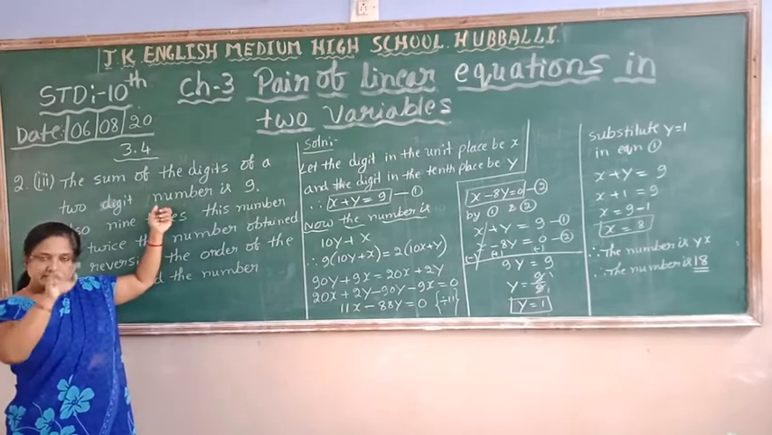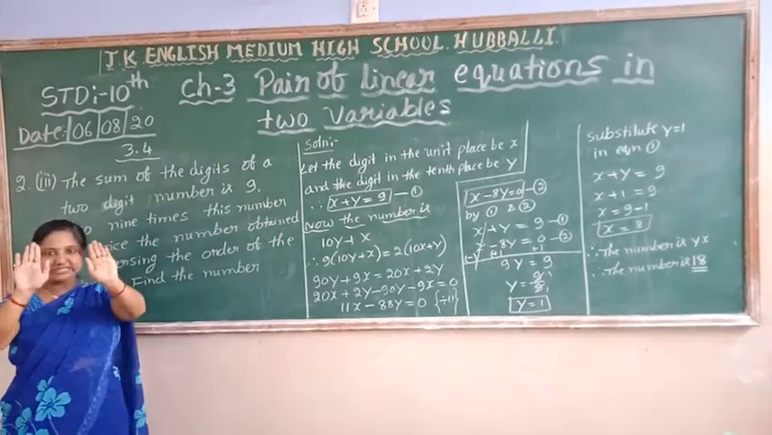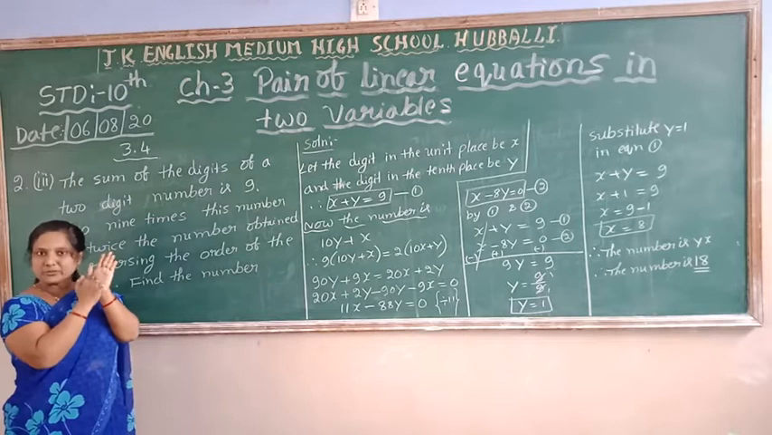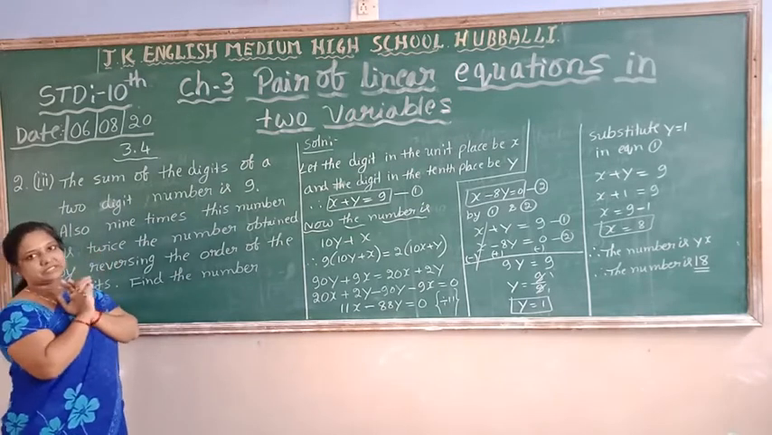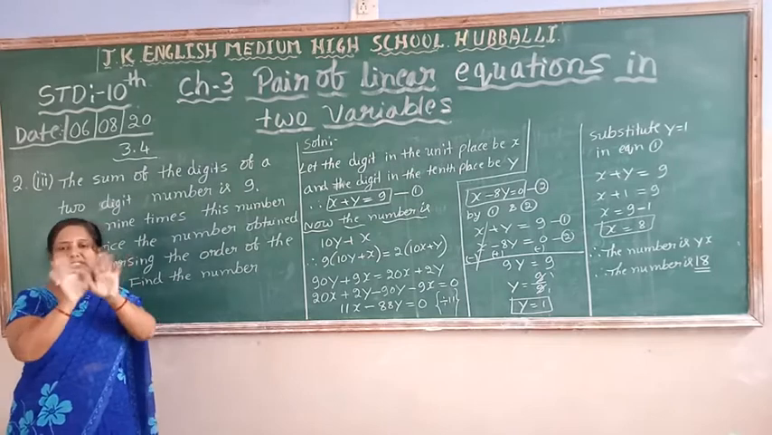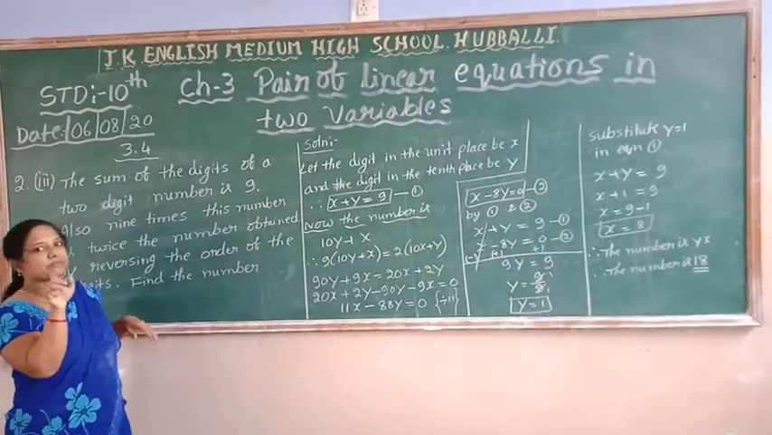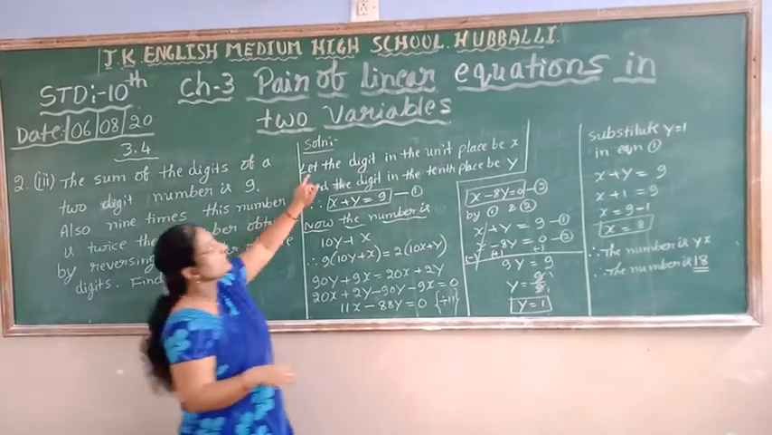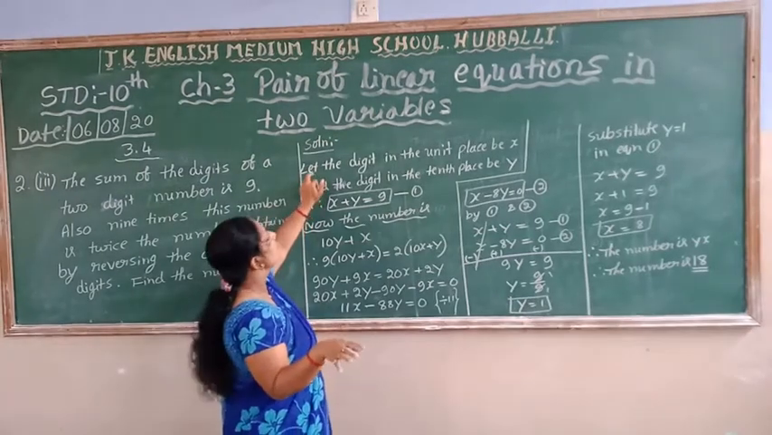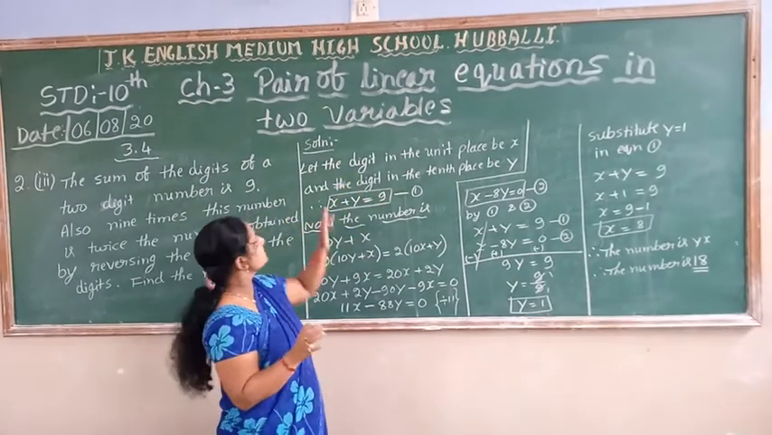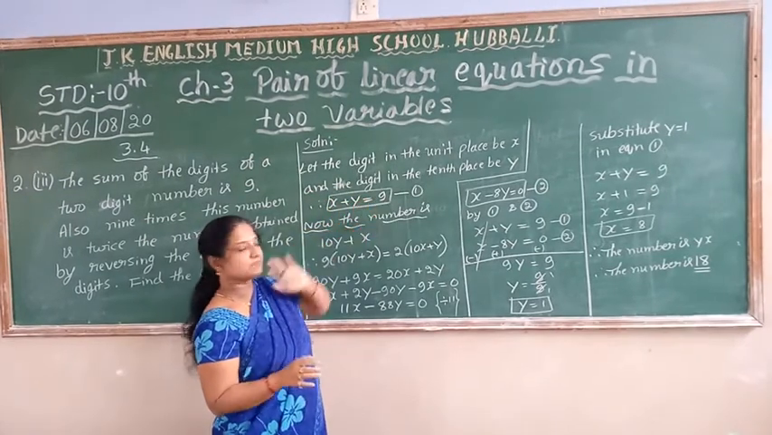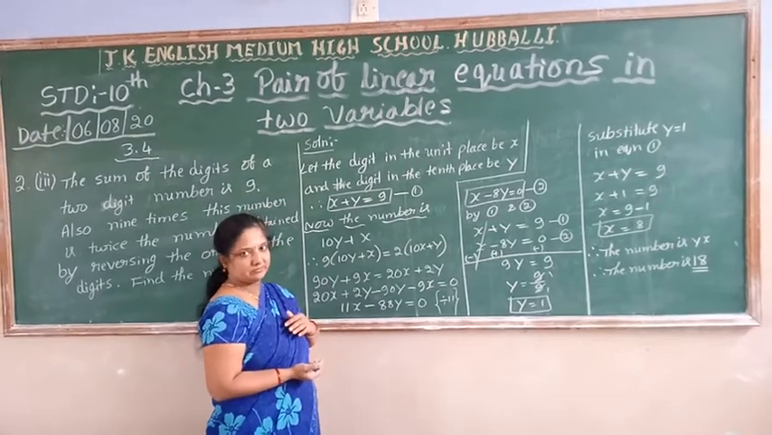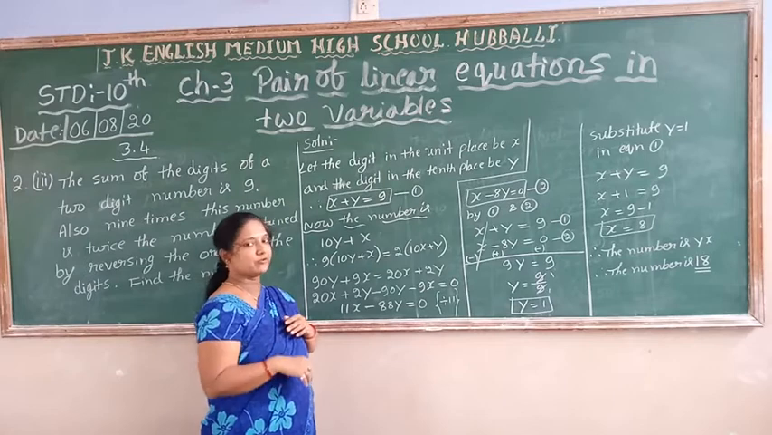So let the number be a two-digit number. Let the digit in the unit place be x, and the digit in the 10th place be y. We don't know these two values, we have to find them. So we take them as variables, and we will find out their values.